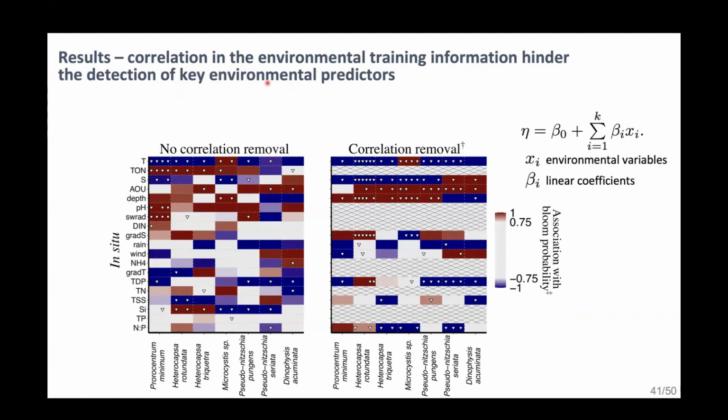And then a third important result is that the best environmental predictors that we could use to train our statistical model also depend on the training information, on whether we remove correlations. And this is depicted by the triangles. The triangles show you the best choice in environmental predictors when you want to have a high model accuracy. And you indeed see that the optimal predictors, the triangles, are different left and right.